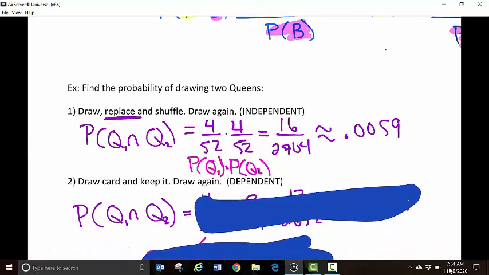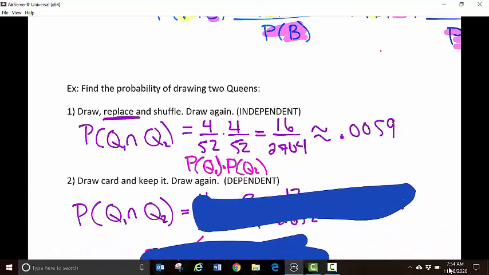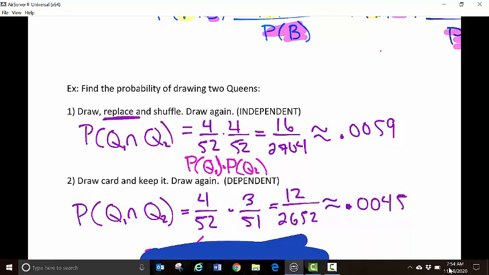Okay, now let's do it dependently. So probability of getting a queen and another queen, okay? Well, the first one is 4 out of 52, but I've already gotten a queen. And there's only 4 queens in there. So the next one is 3 out of 51. So this just is showing dependent versus independent.